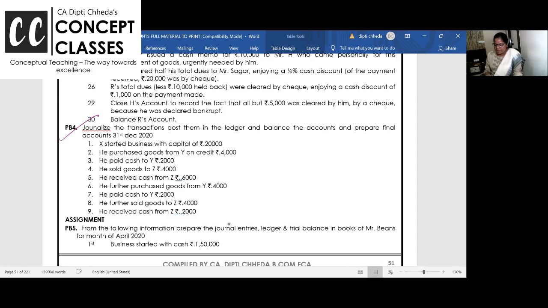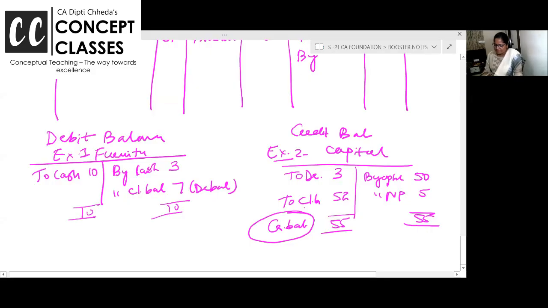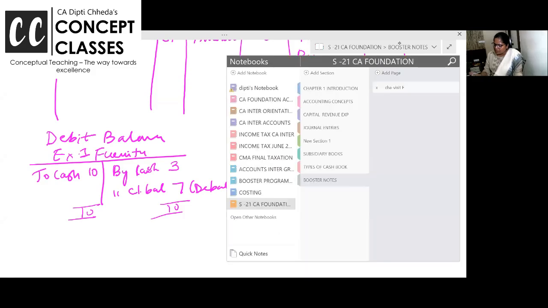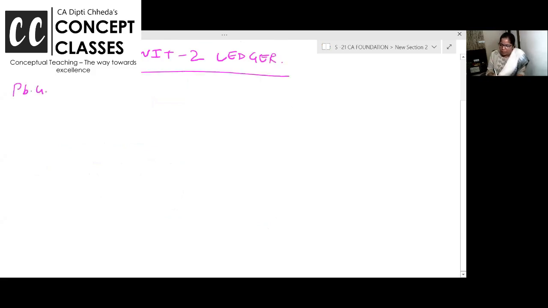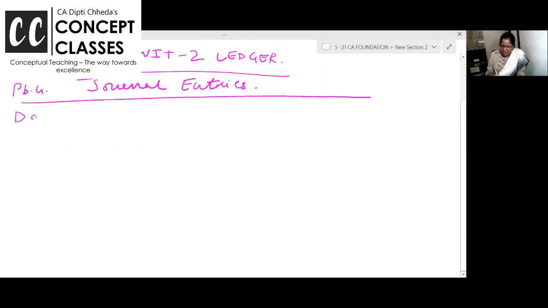X started a business, he purchased goods, he paid cash, sold goods, received cash, and so on. So let us pass the journal entries first for the fourth problem. Close your booster notebook, come to the regular book where we were doing, and there we will start. Write down the name of the chapter: Chapter 2, Unit 2, ledger. What was Unit 1? Journal entry. Now we are doing ledger, but for that we are starting with problem number 4, and for problem number 4 we are writing journal entries.